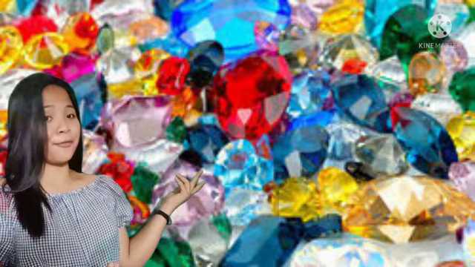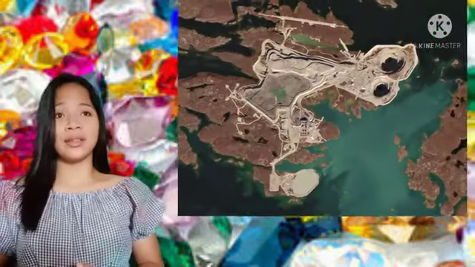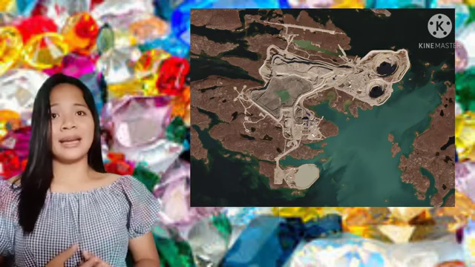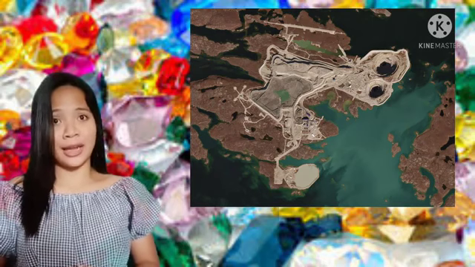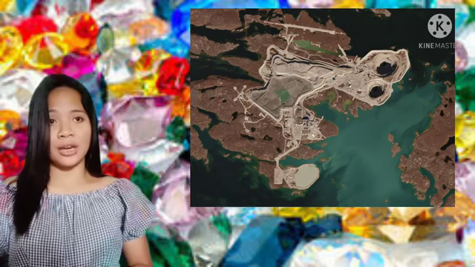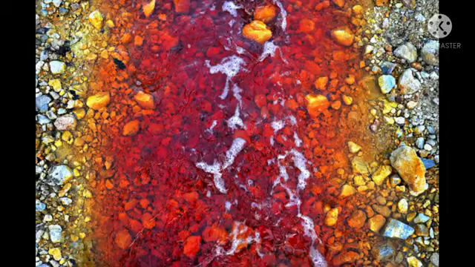We mine diamonds and other potential gems for jewelry and others for use in industry. In this figure, it shows the diamond mine in remote Canada. This mine has produced about 10 million carats of diamonds since it began operation in 2003.